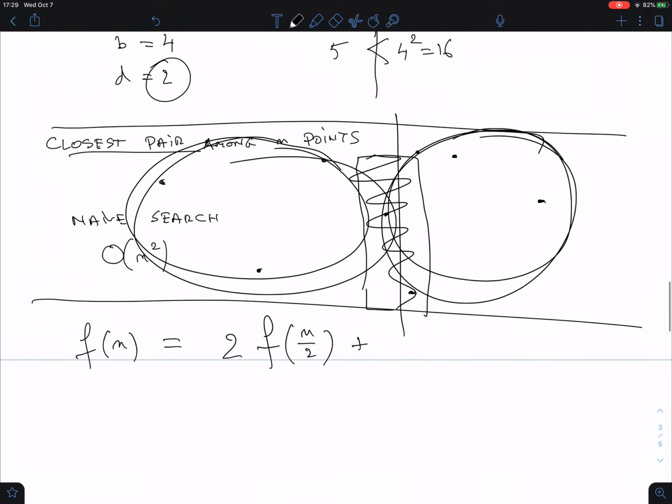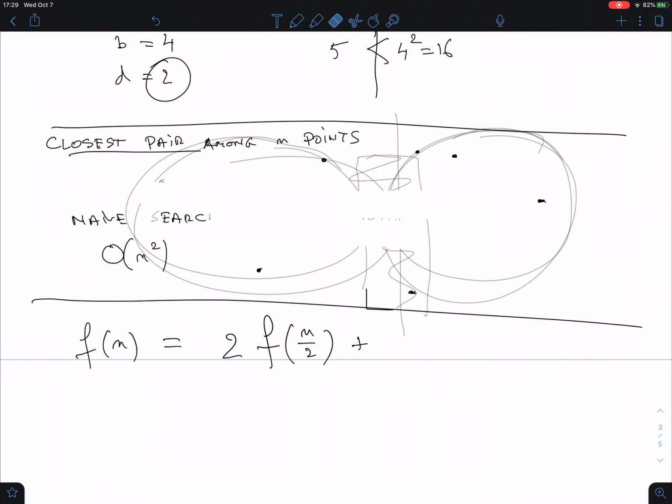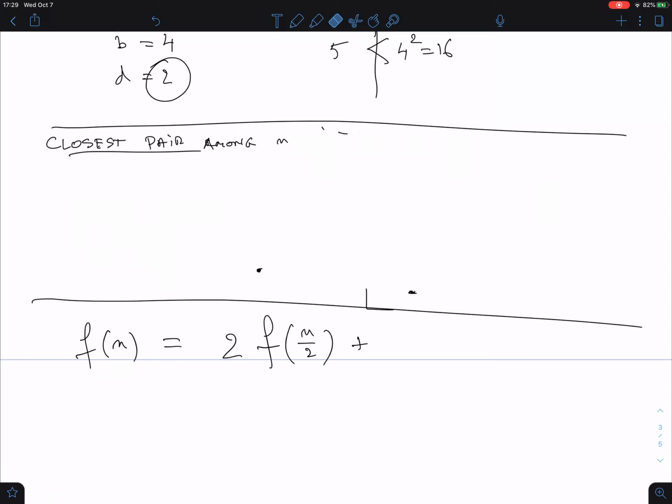So remember, for instance, what could have happened is this, right? So let me get rid of a bit of this. I could have divided my, sorry, that's not what I meant to do. I could have divided my points here.